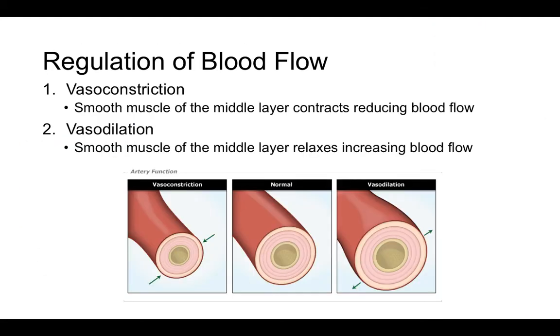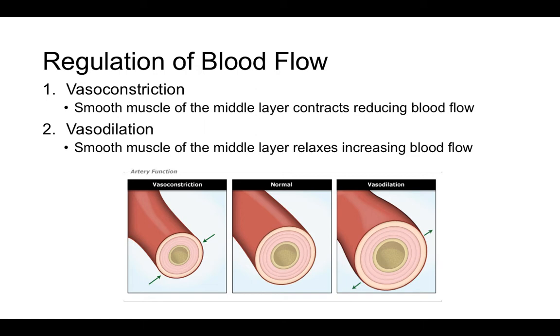We have two major ways. We have vasoconstriction and vasodilation. Vasoconstriction, as you can see here on the left, is when the smooth muscle on the internal portion of the artery or the arteriole constricts.